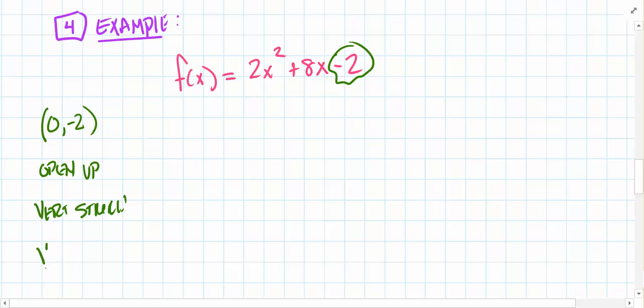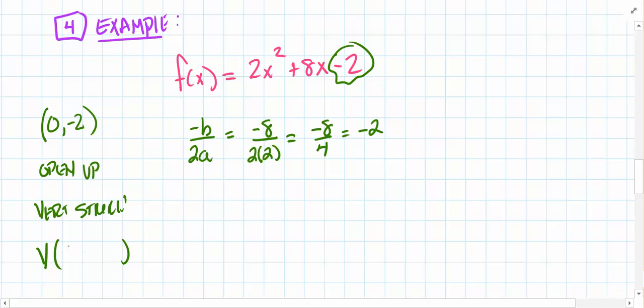So if I take negative b over 2a, what's the value of b, guys? I'd get negative 8 over 2 times the value of a, which is 2. So I get negative 8 over 4, which of course is negative 2. Awesome. So the vertex is located at negative 2 comma something, right? So now we need to evaluate f of negative 2. So that's what I mean by f of that stuff, right?